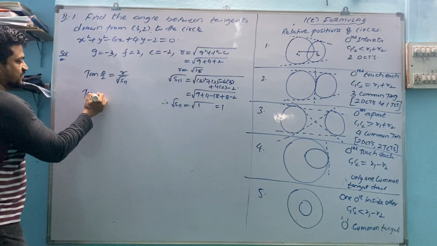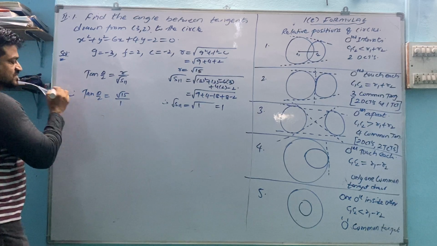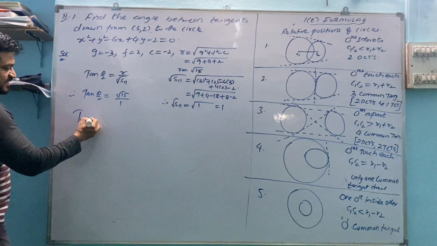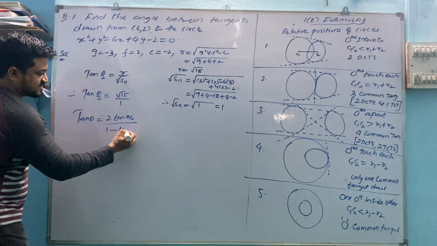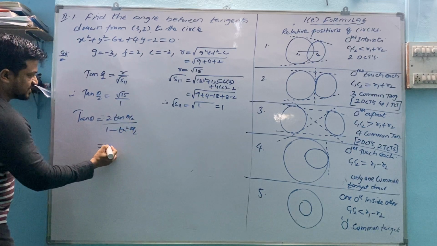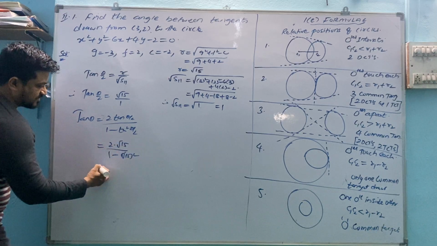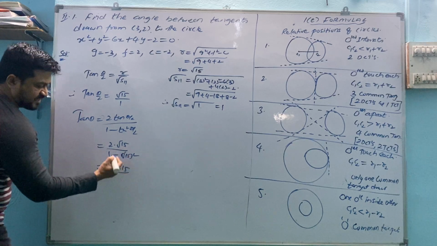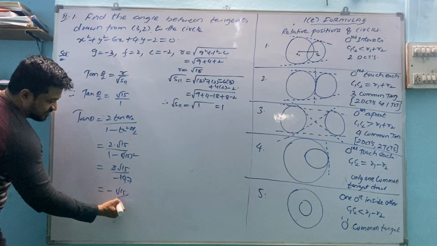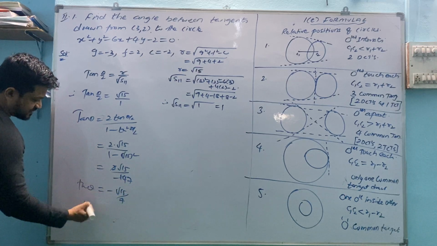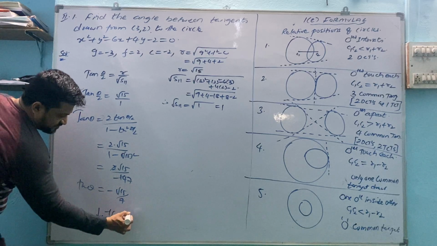So tan theta by 2 is equal to r by root s11. So this is the value of tan theta by 2. Now we will find tan theta: 2 tan theta by 2 divided by 1 minus tan square theta by 2. So that is 2 into root 15 over 1 minus root 15 whole square. So this is 2 root 15 by 1 minus 15, minus 14. 2 sevens. So minus root 15 by 7 is tan theta. So theta is equal to tan inverse of minus root 15 by 7.